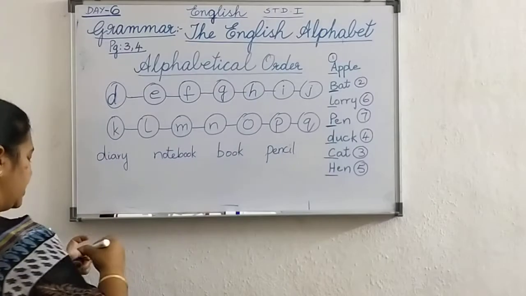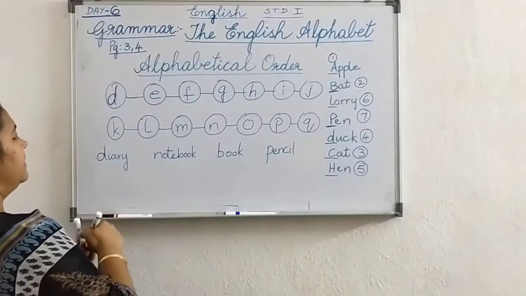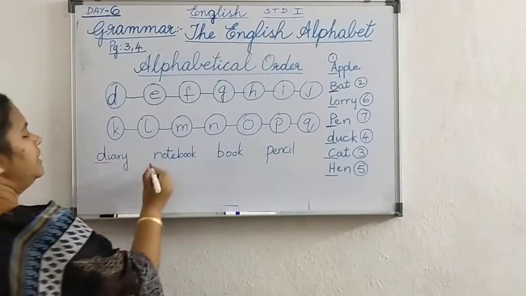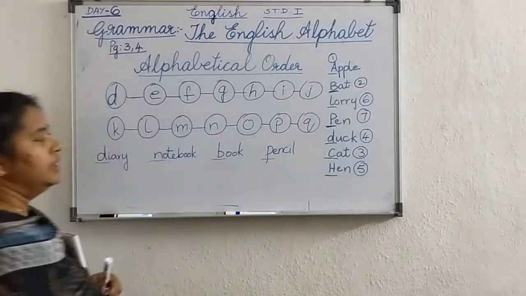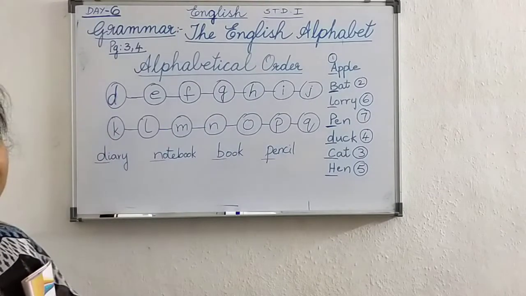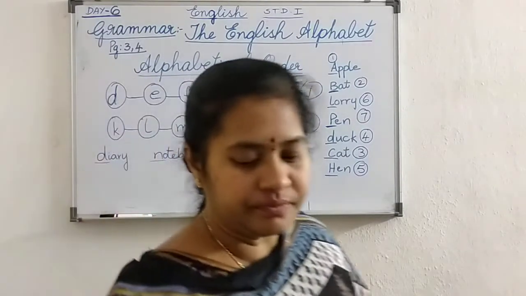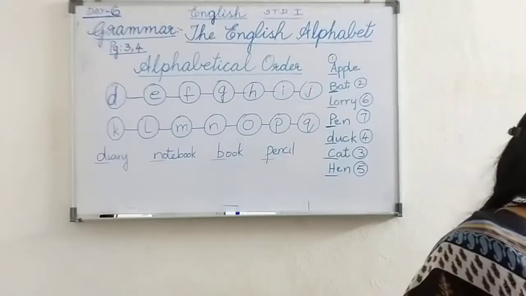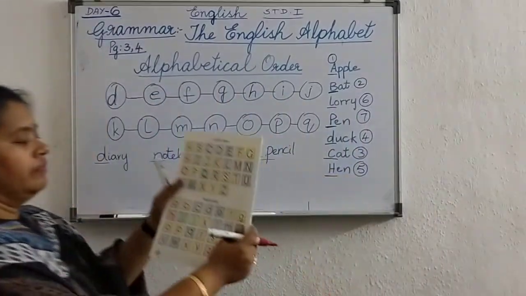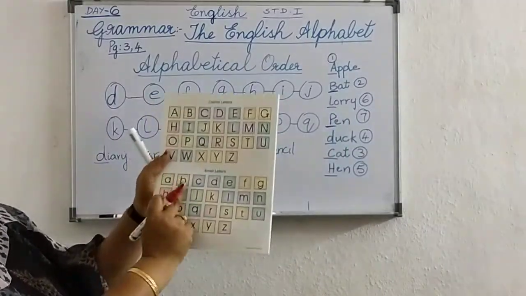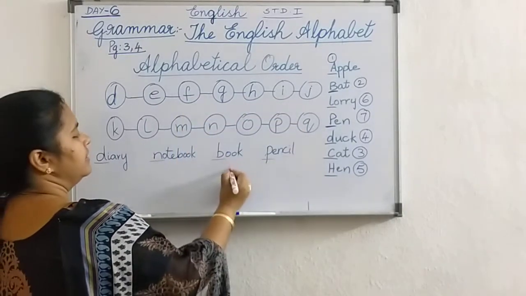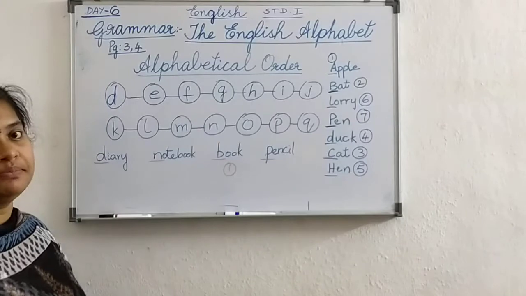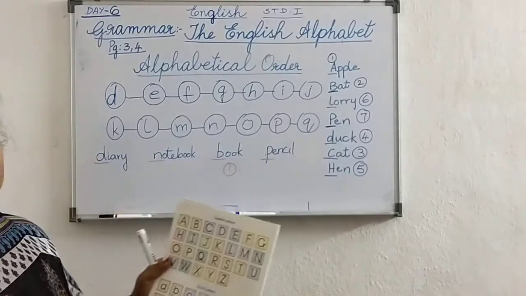Now here what is the first letter? D. Here N. Here B. Here P. Now we will read the alphabets. A, B. B is there. First, where is the B? Here. Yes, the book spelling we have to select first.